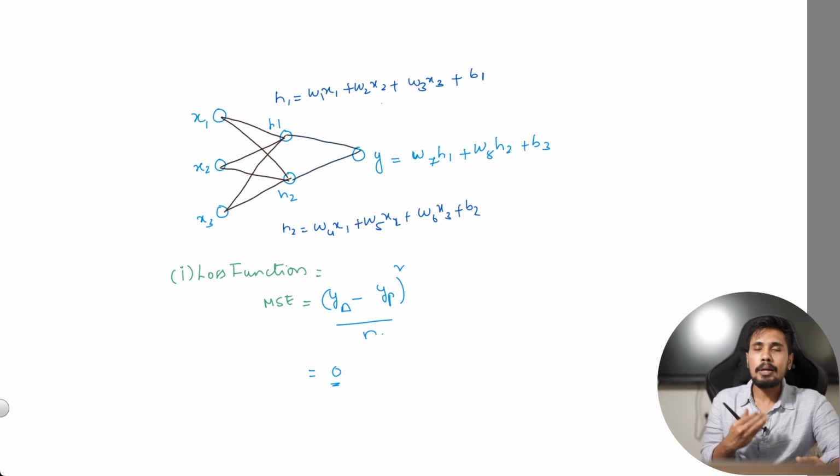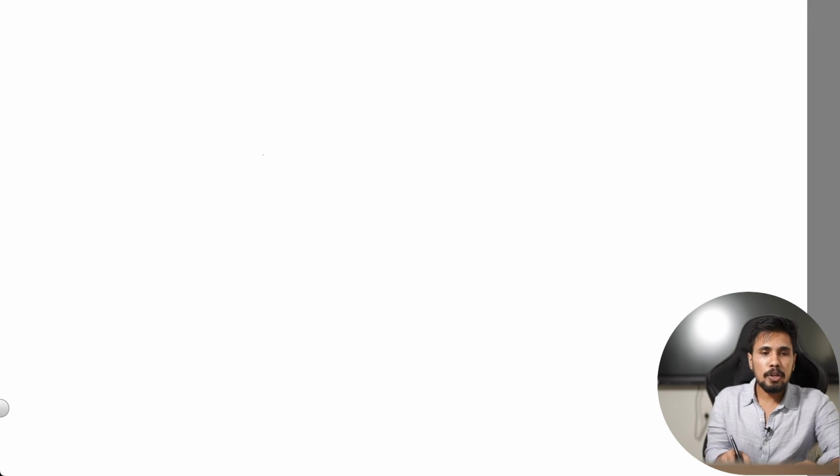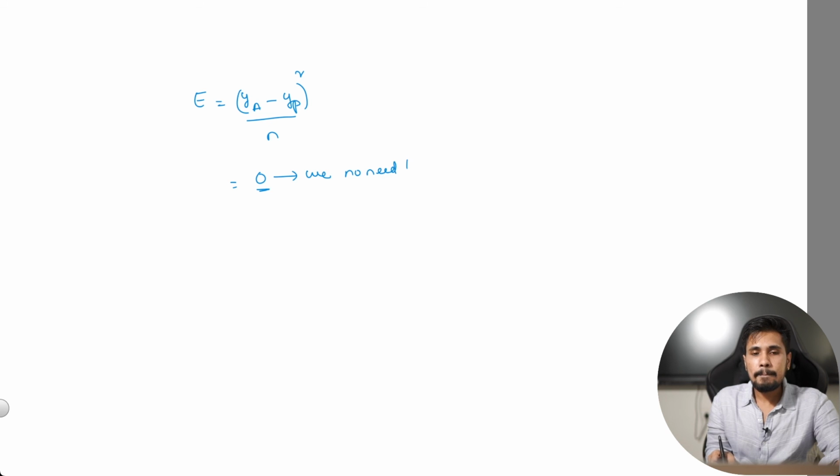In case the weights are not accurate, what do we need to do? The loss function is defined as E equals y actual minus y predicted, whole square, divided by n. The value of loss needs to be close to 0. If it is 0, we need not change the weights. When your loss value is close to 0, you need not change the weights.